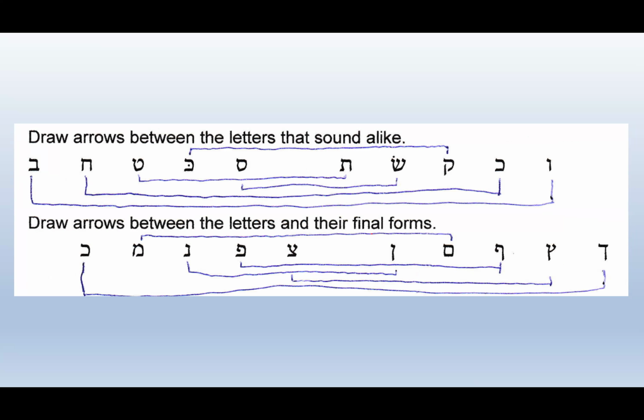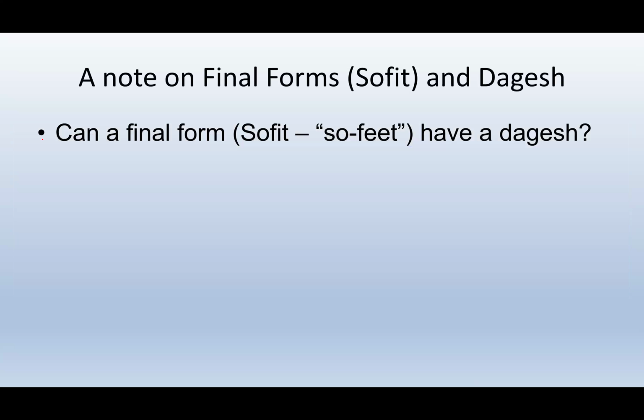Okay, and then we had arrows between letters that sound alike. Again, I can go ahead and send this out. The Vav and the Bet without a dagesh both make a V sound. That's the kind of thing we're looking for there. I'll send that out too, the answers.